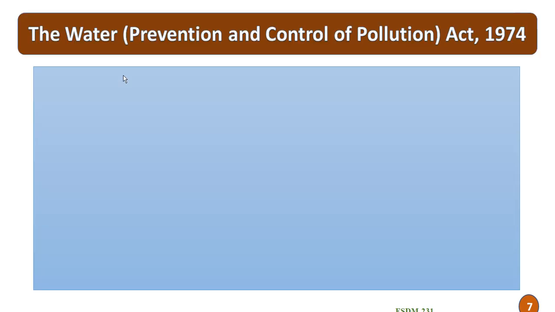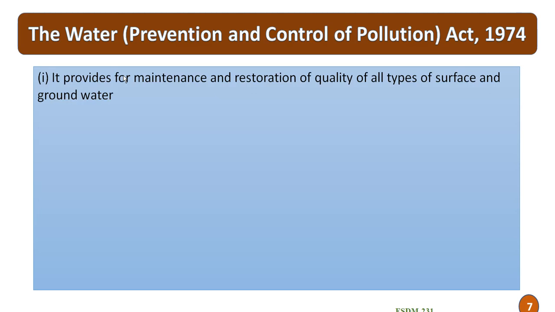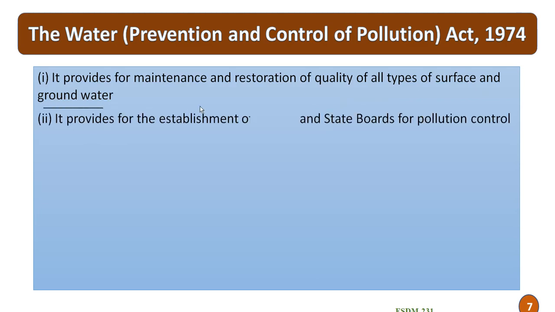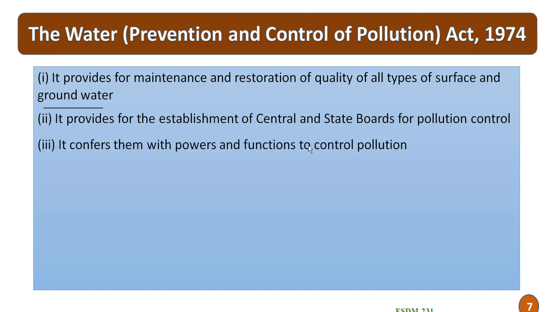The second Act is the Water Prevention and Control of Pollution Act of 1974. This Act provides for the maintenance and restoration of the quality of all types of surface and groundwater. It provides for the establishment of central and state boards for pollution control. So through this law, the Central Pollution Control Board and State Pollution Control Boards are established, and this law confers on them the powers and functions to control pollution.